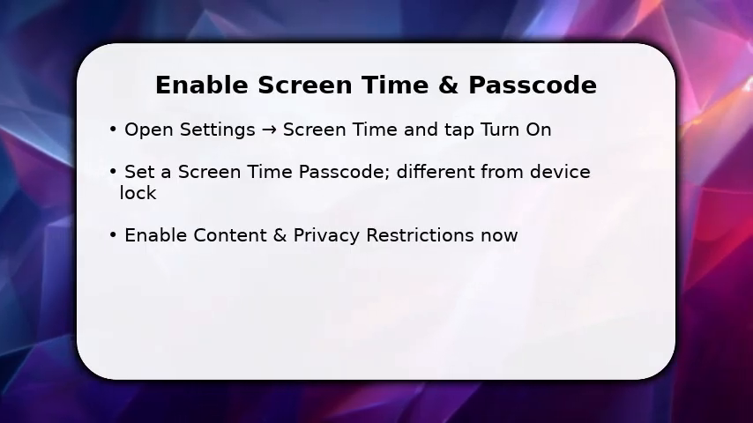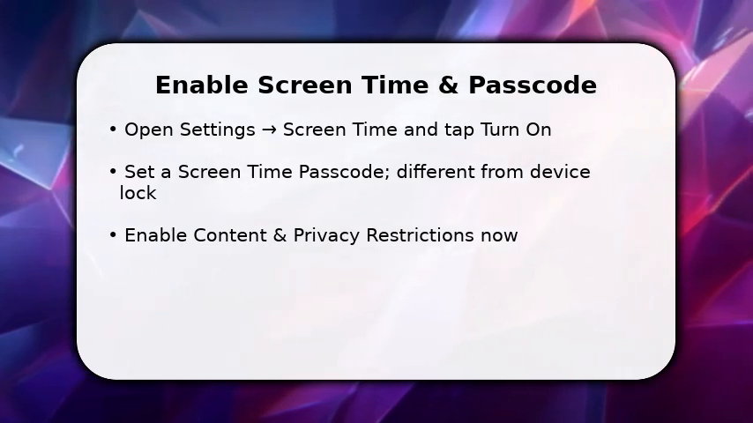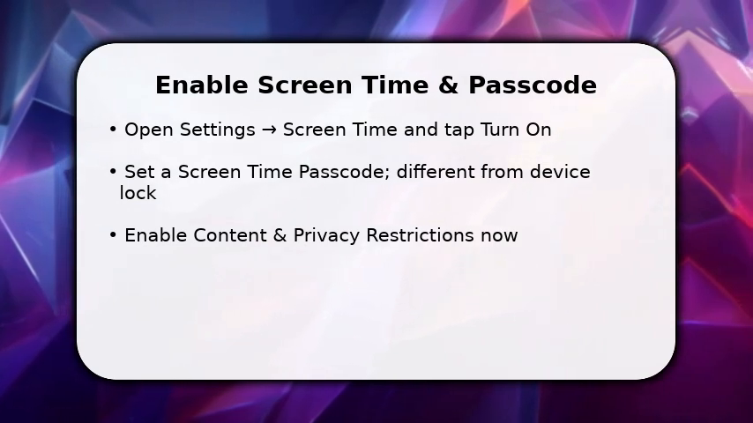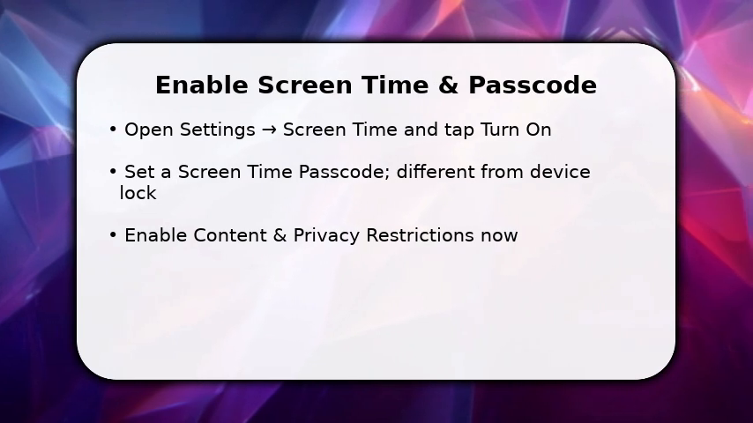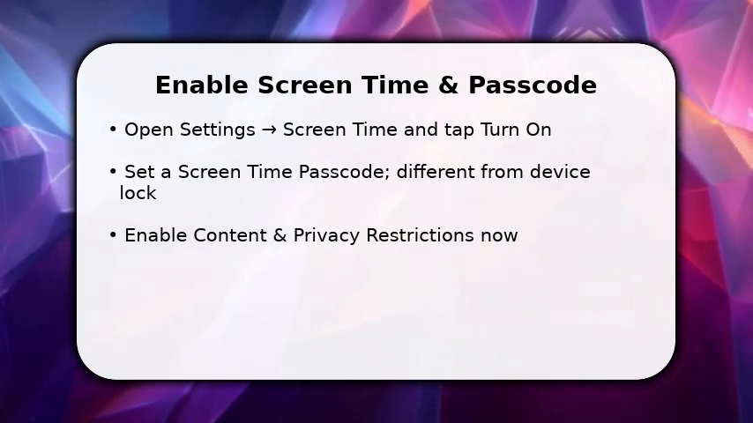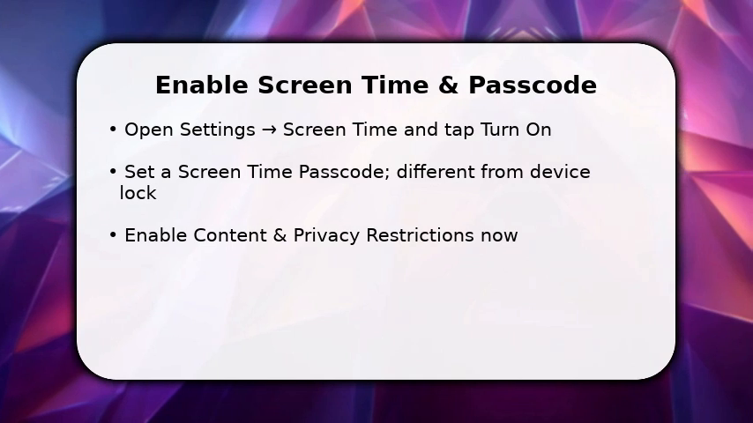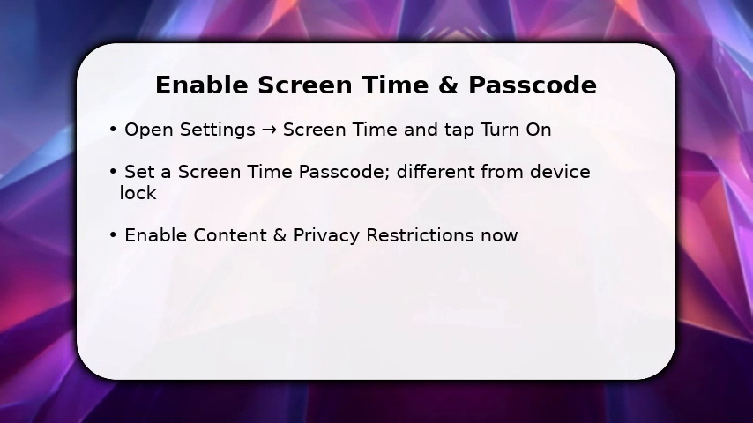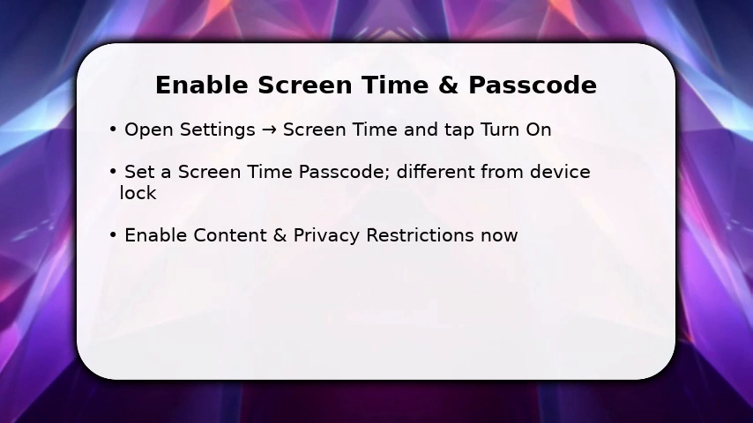Open Settings and go straight to Screen Time. You want to enable it and set a dedicated Screen Time passcode. Do this now so restrictions persist even if someone knows your phone code. Once done, toggle content and privacy restrictions on and make sure the passcode is stored somewhere safe, but not on the device. You need that protection in place before hiding apps because the passcode prevents easy undoing and ensures the changes apply to accounts and family sharing.